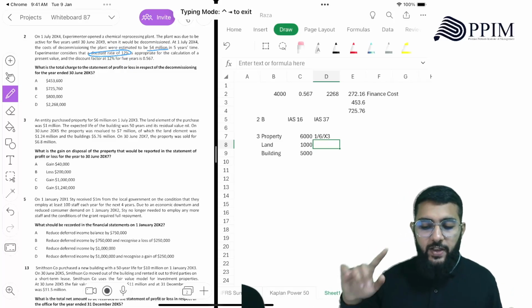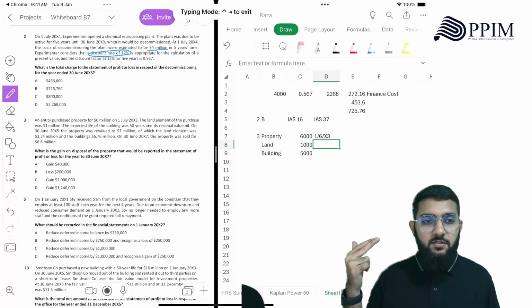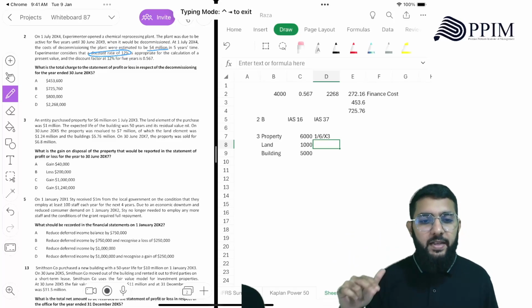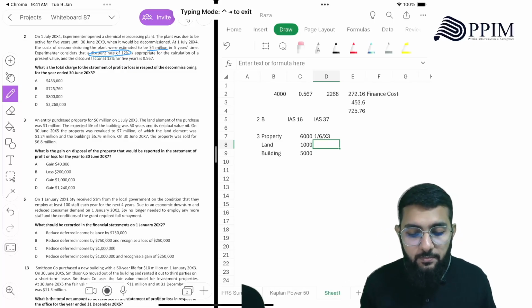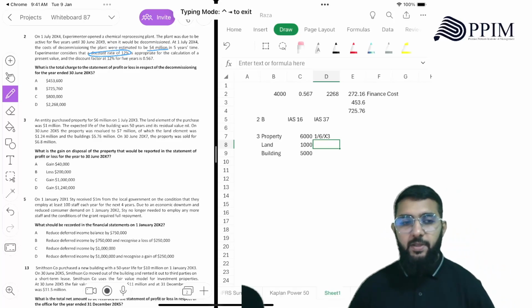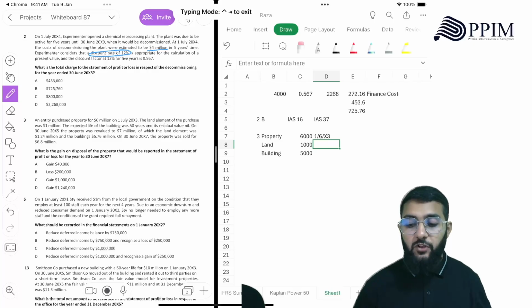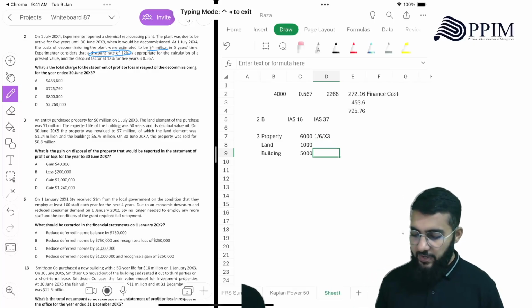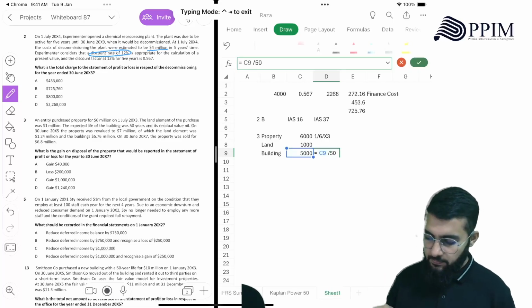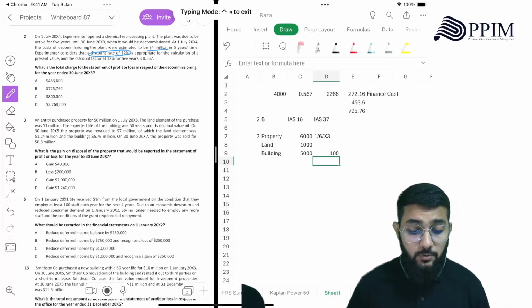So what are they asking? Building. Now here, out of land and building, will land be depreciated? No, land is a non-depreciable asset. So what will be depreciated? Building. What is the useful life of building? 50 years. Residual value is nil. So depreciation on the straight line method is going to be cost minus residual value divided by useful life. No residual value. Therefore, cost of 5 million divided by useful life of 50 years. That's going to be the depreciation. Okay.